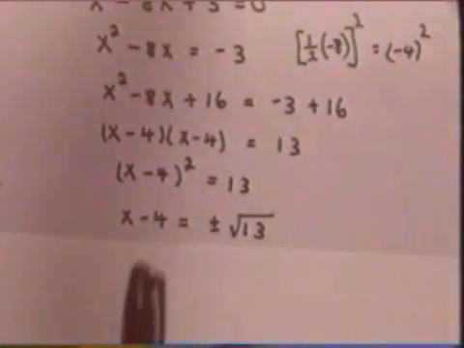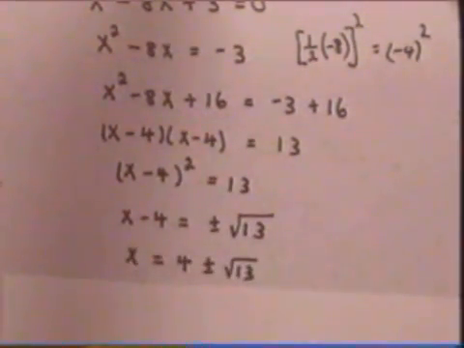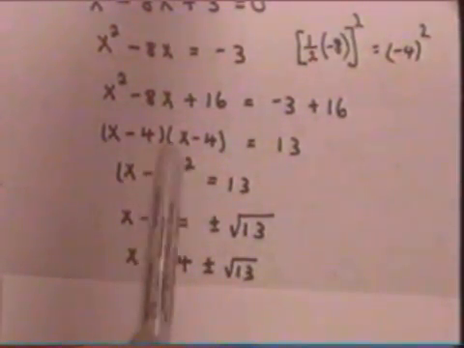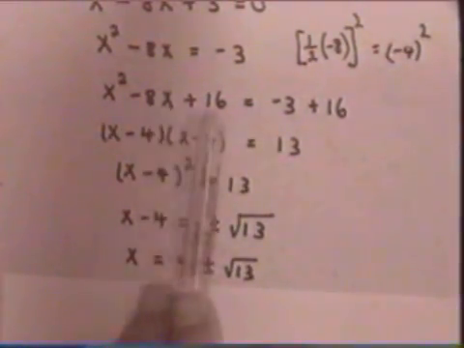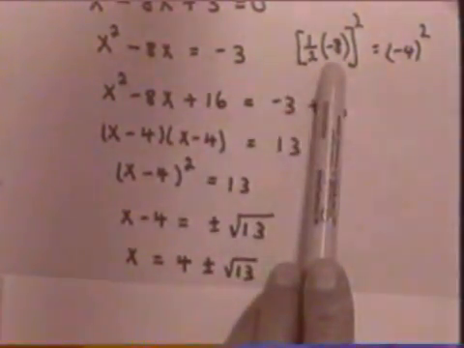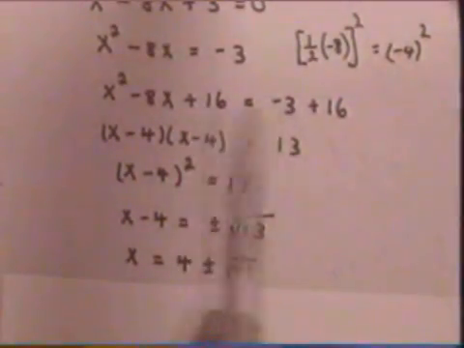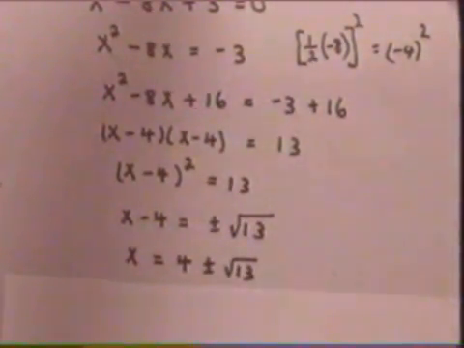So I add a positive 4 to both sides to get x is 4 plus or minus the square root of 13. So we have solved a problem that we could not solve previously. We can solve it by completing the square. Now this is called completing the square. So when you take half the linear coefficient and square it and add that to both sides, the process is called completing the square.